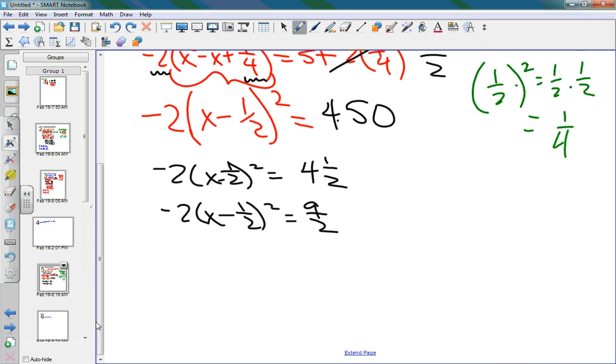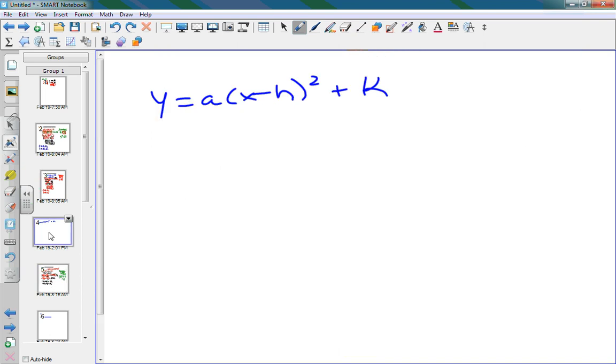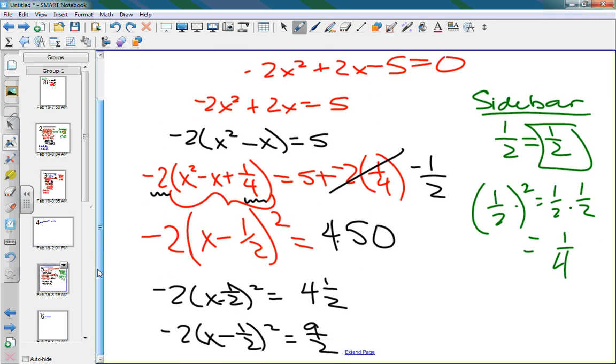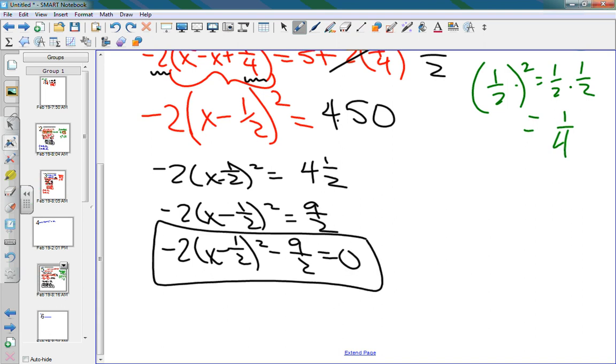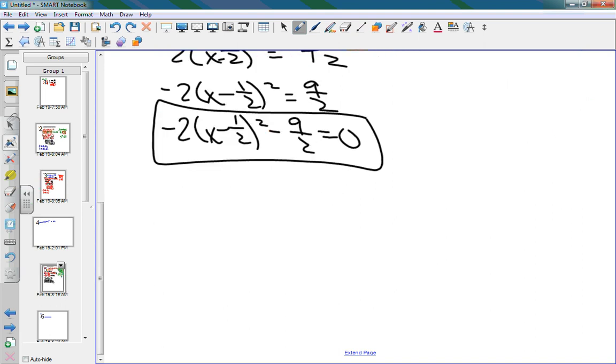Now I need this to look just like this. So how do I make that stuff look just like this? Move the y back. Subtract the 9 over 2. I need to bring this 9 over 2 over to the other side. So there's my standard form, and from that, can I get my vertex?